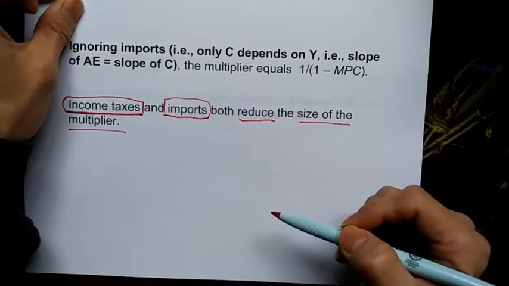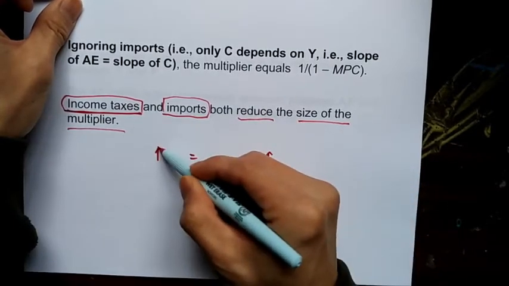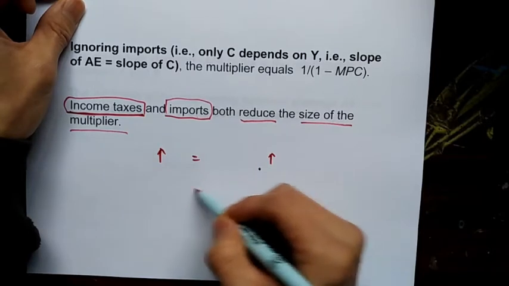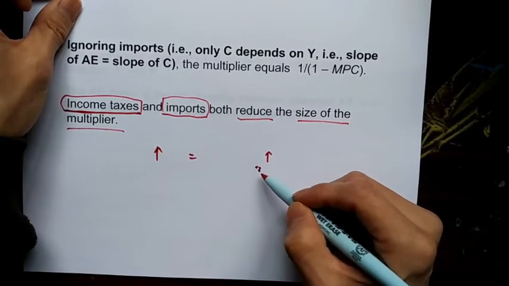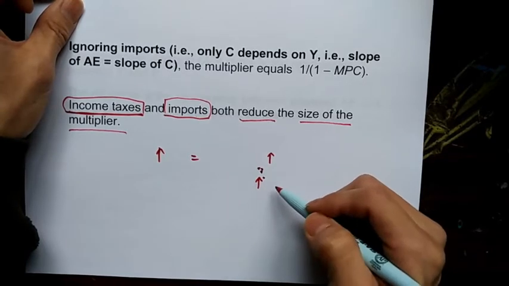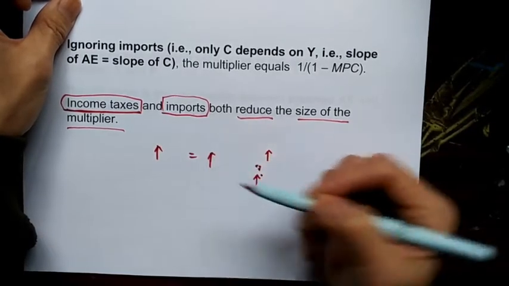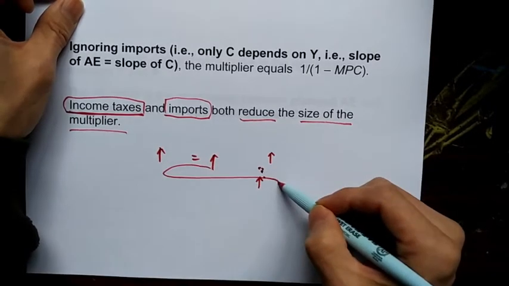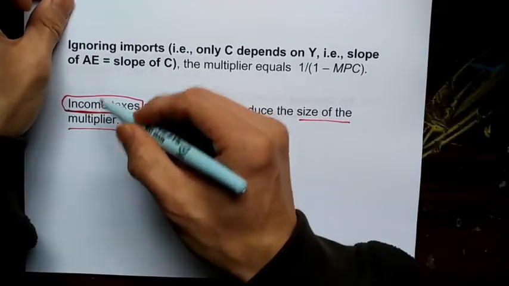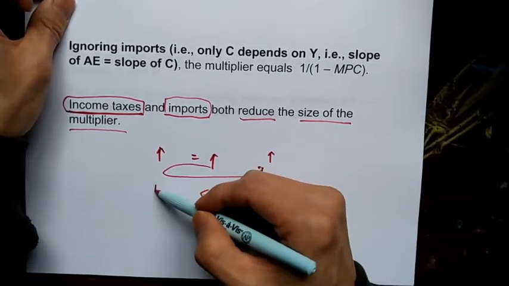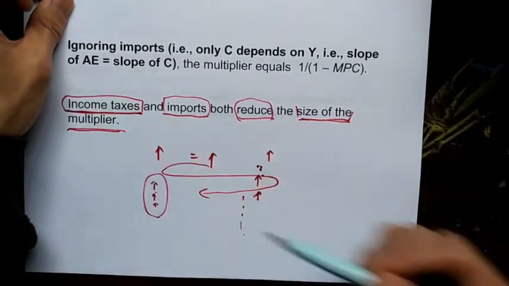First, income tax. Remember, when income increases, expenditure increases, right? And in the second round, income increases. But if the government takes some of the income, income will increase by less than the case where there's no income tax. Therefore, when autonomous expenditure increases by this much, the second round, the third round, the fourth round, the increase in income will be smaller than the case that has no income taxes. Therefore, the total increase will be smaller. So that reduces the size of the multiplier.